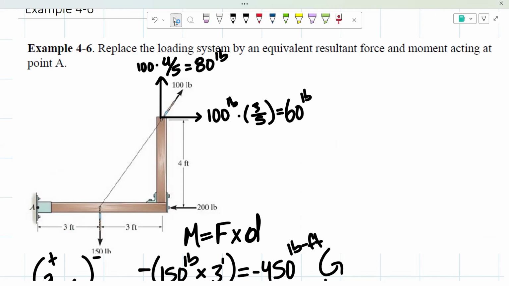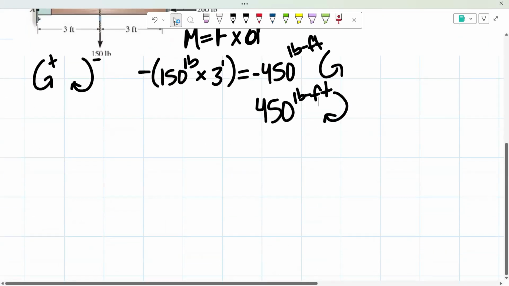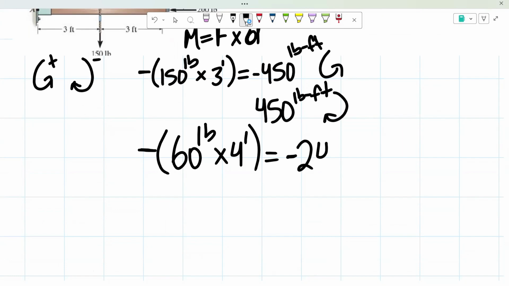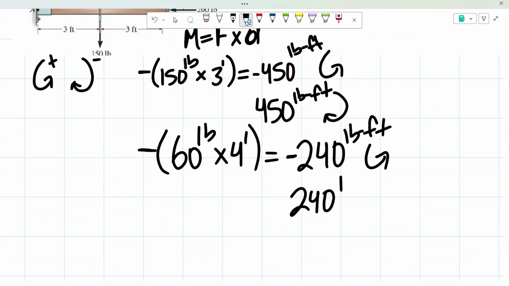So let's write that out. So negative moment, since it's going clockwise, of 60 pounds, which is the force times the 4 feet, the distance, that ends up giving us a negative 240 pound feet going counterclockwise, but we want to deal with positive numbers, so 240 pound feet going clockwise.